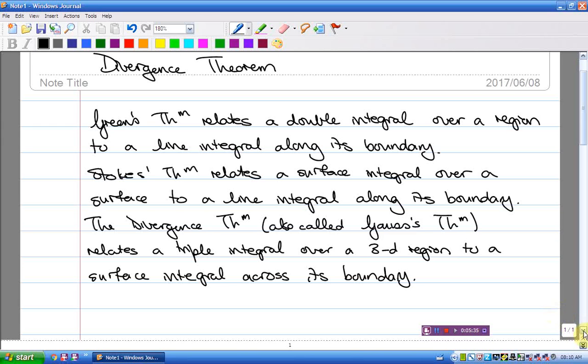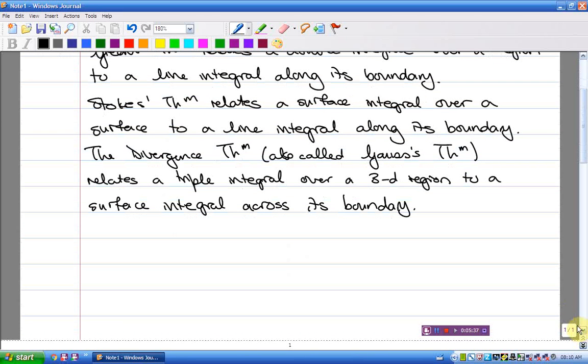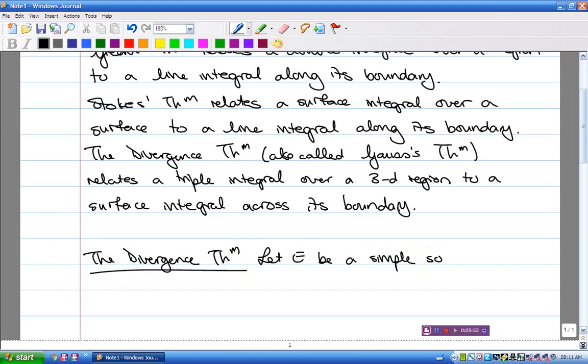Okay, so the actual statement of the divergence theorem, which is in a box on page 69, looks like this. The divergence theorem. Let E be a simple solid region. Now, we haven't actually defined that, but after all the previous definitions, I think you can think it presumably means that it doesn't have any holes in it. Okay, a simple solid region.